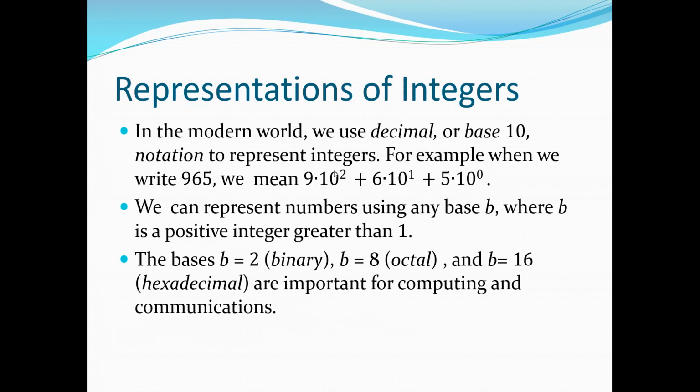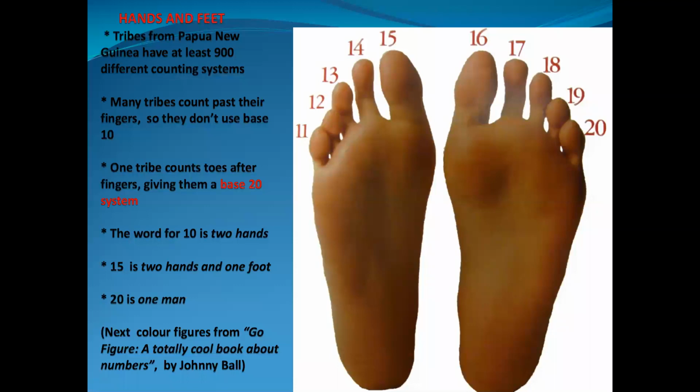And also, nowadays, we use base 2, base 8, and base 16. Most of the time, we use these in computers and in communication, to represent our data. So aside from base 2, base 8, base 16, and base 10, we have other number systems or base numbers to represent our numbers.